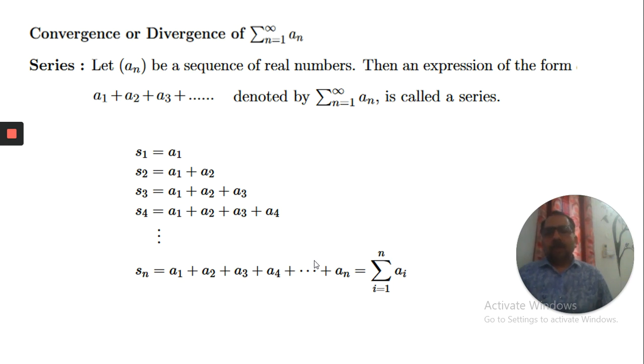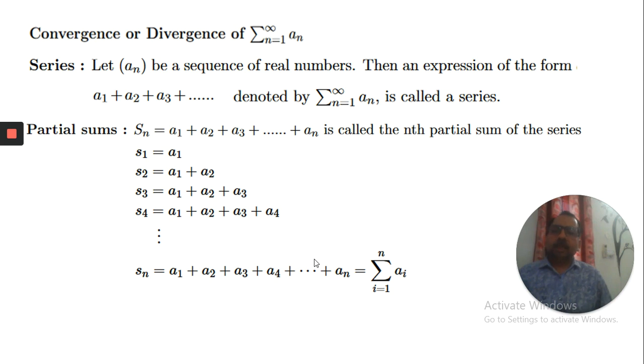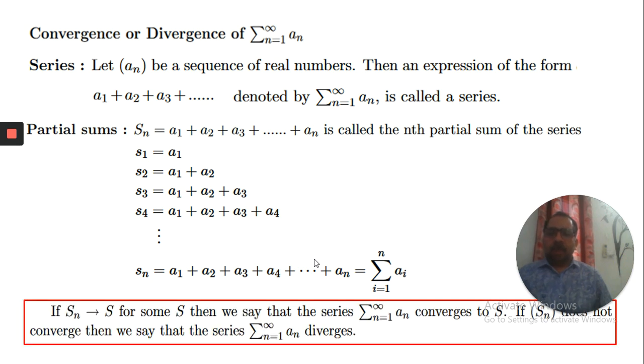If S1 represents the first term of the series, S2 represents the sum of the first two terms of the series, S3 represents the sum of the first three terms, and so on, S_n is equal to a1 plus a2 plus up to a_n. Then S_n is called the nth partial sum, and S1, S2, S3, S4, up to S_n is a sequence of partial sums obtained from the series summation a_n.